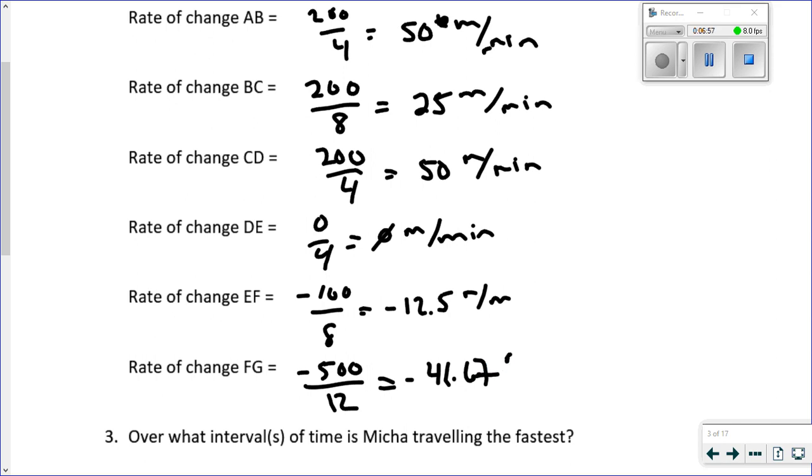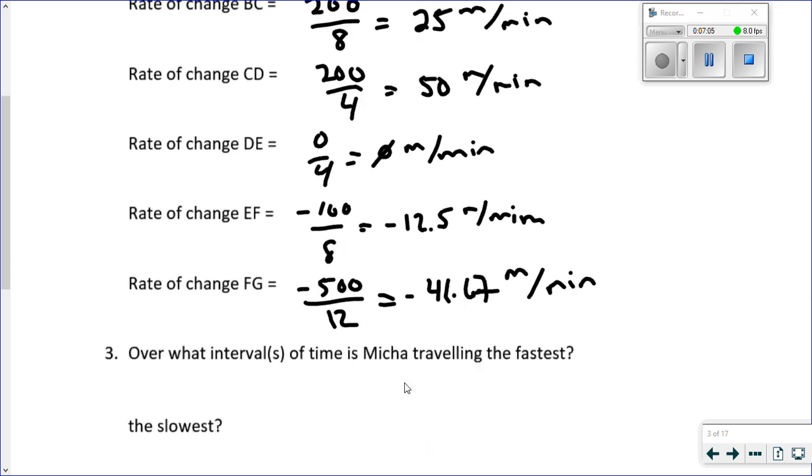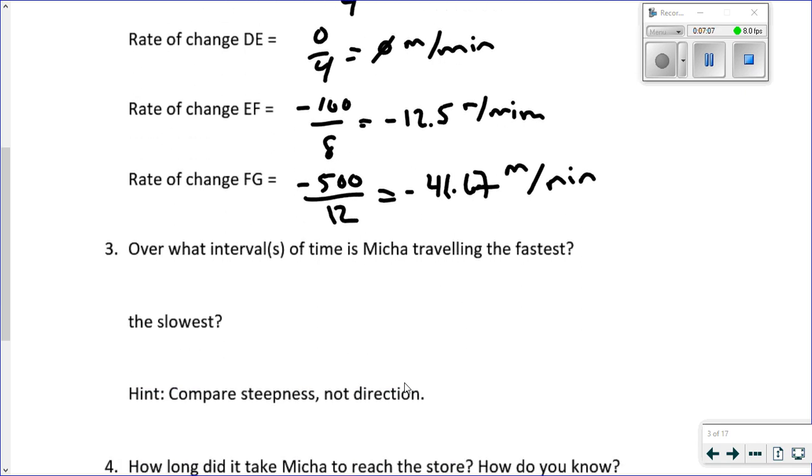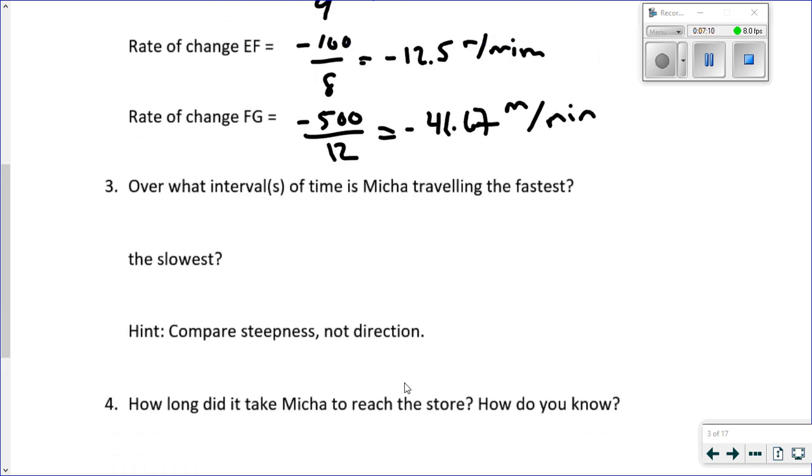Seven. Oh, and after I told you guys you can't do it, I went and did it. All right. So what interval is Micah traveling the fastest in? And the hint that I got us at the bottom is its steepness.